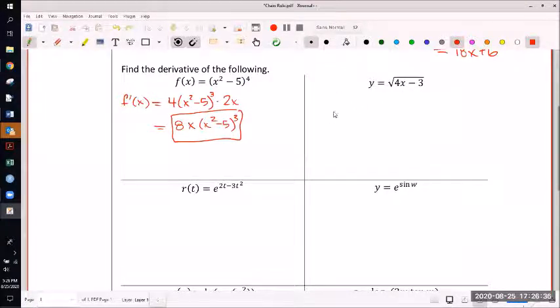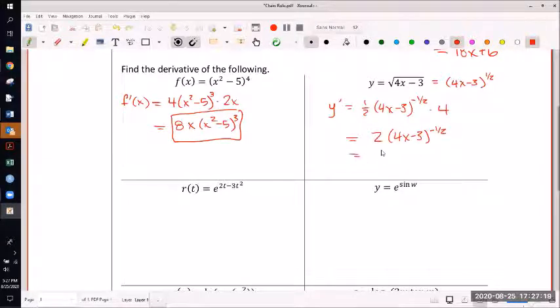For this problem here, I have a square root. So remember, this is (4x minus 3) raised to the 1/2 power. So my y prime is going to be 1/2 times (4x minus 3) to the negative 1/2. And then I'm going to multiply by the derivative of the inside, which is 4. That's going to be 2 times (4x minus 3) to the negative 1/2. Which, if you wanted to, you could just write as 2 over the square root of 4x minus 3.